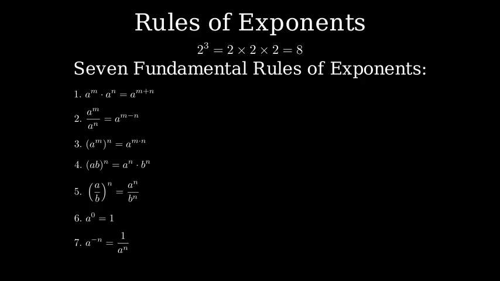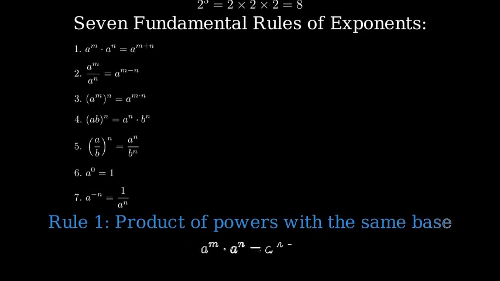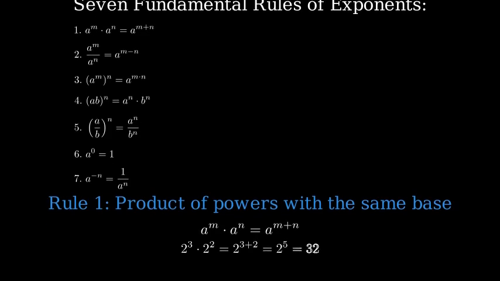Let's start with the first rule, the product of powers with the same base. When multiplying 2 powers with the same base, we add the exponents. For example, 2 to the power of 3 times 2 to the power of 2 equals 2 to the power of 5, which is 32.